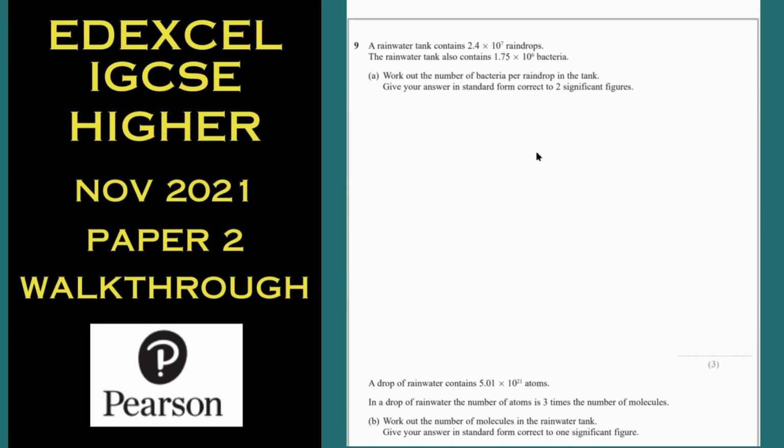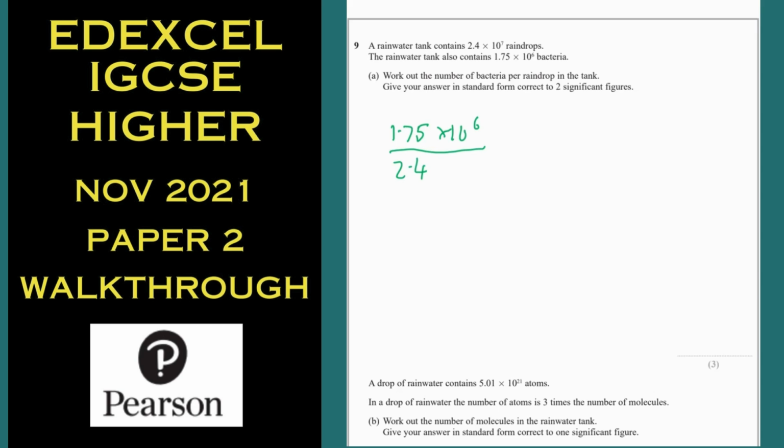Number 9, big standard form and sticking it in your calcs, really. Work out the number of bacteria per raindrop. So what you need is 1.75 times 10 to the power of 6. That's how much bacteria the rainwater tank contains. And if you want to find it per raindrop, that's why you are dividing by the number.